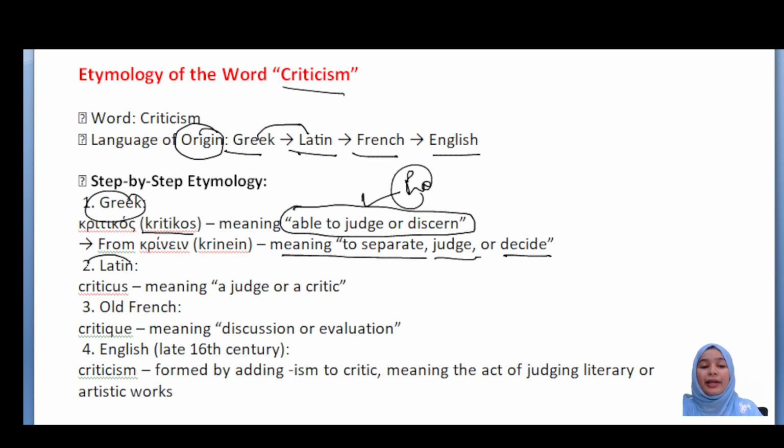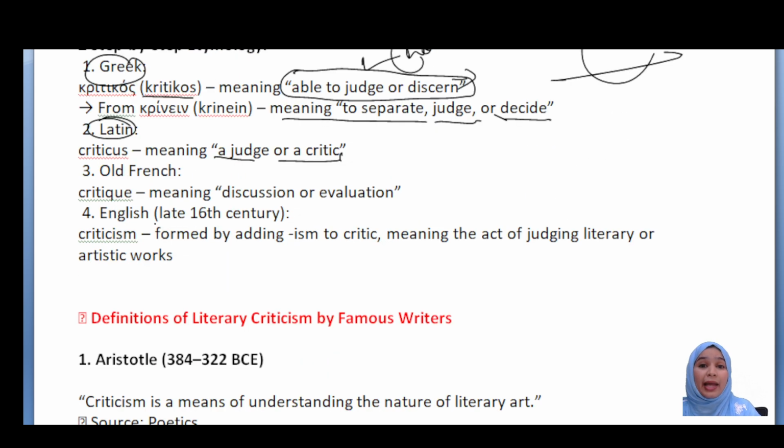Fine. What about the Latin term? It is a judge or a critic. Is that only giving the judgment on that particular work? No, it is not like that. This is a way of judging a thing with proper analysis, proper interpretation, proper contextualization.